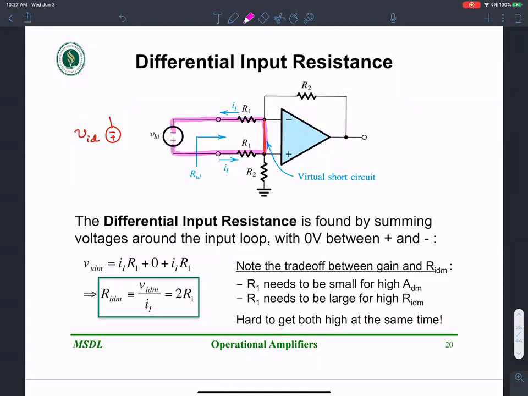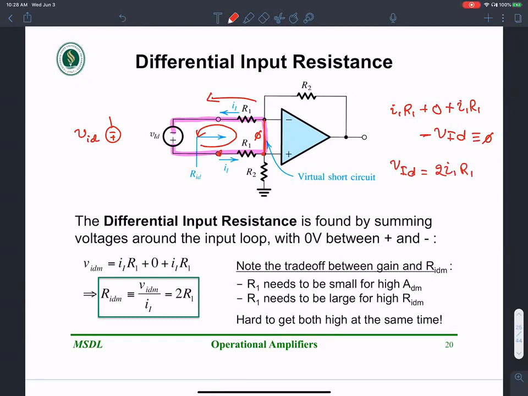Okay, when I do a KVL around that loop, I can look at the voltage drop across this loop, which is the first resistance, I1 R1, plus there is a voltage drop of 0 across these two terminals, plus there is a voltage drop of I1 R1 across these two resistances, minus VID, all of that should sum to 0. So the voltage drop along a closed path should be 0, giving me the idea that VI differential is I1 R1 times 2.